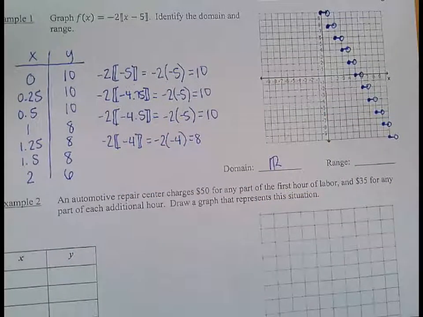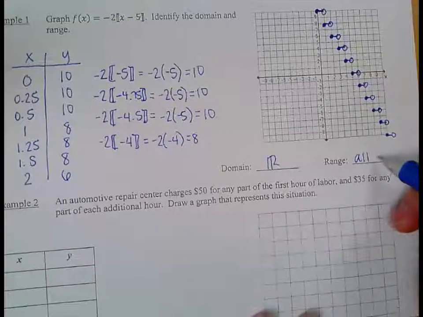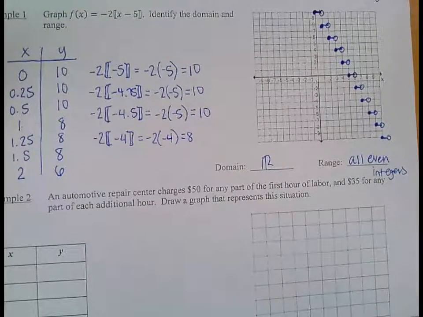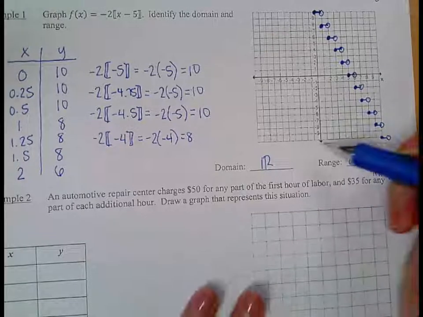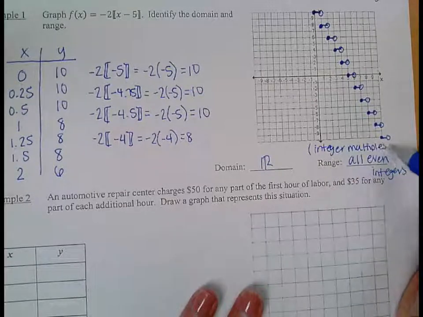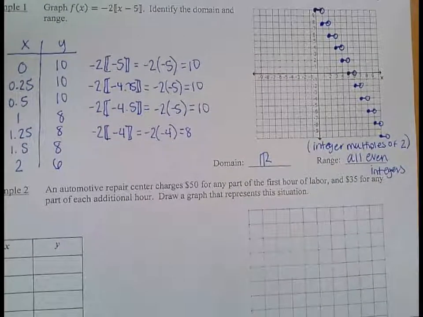Anybody know how we could classify the range for this one? Say that again. Yes, even integers. So I could say the range is all even integers. That would be one way to say it. Another way to say it, and I'll just write this above, I could say integer multiples of 2. And why I'm writing that down is, say your line segments or your y values were skipping every 3. We can't obviously say even or odd if it's skipping every 3, but we could say integer multiples of 3. Or if it's skipping every 4, integer multiples of 4. So that's just another way to say it if it isn't every 2 with even or odd.